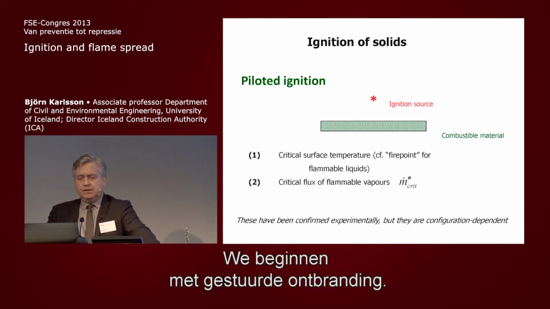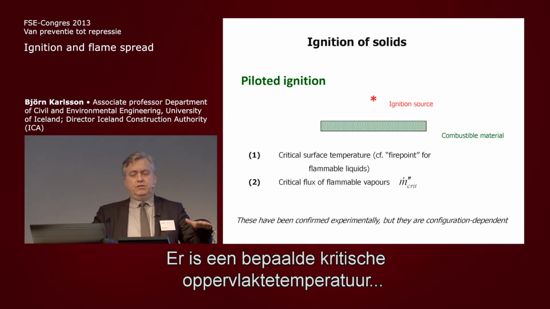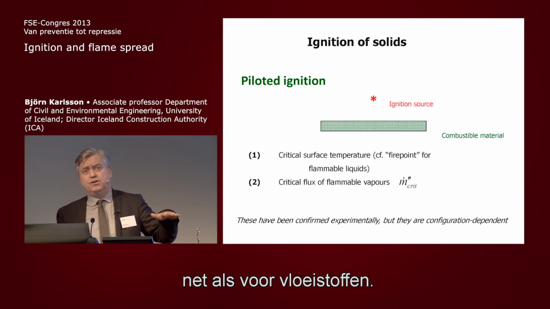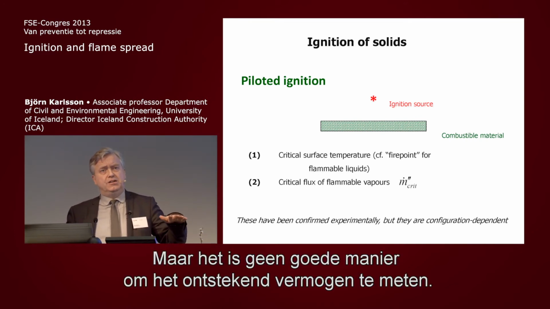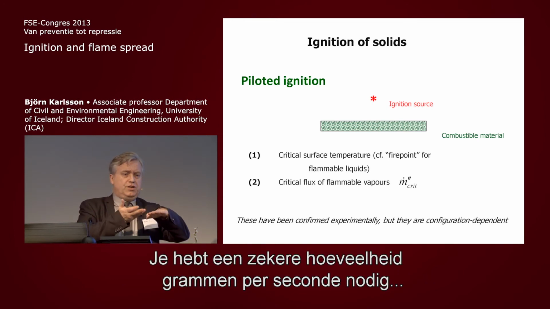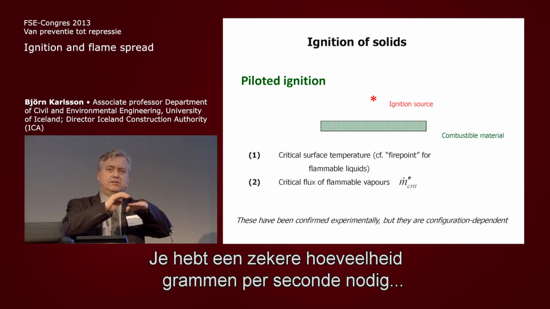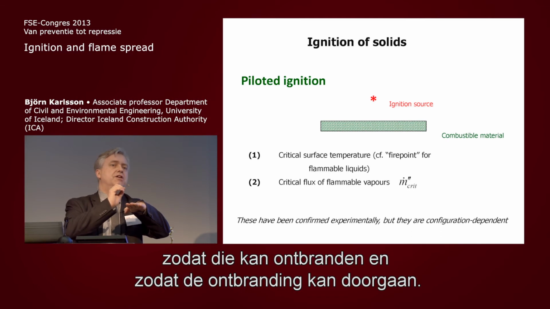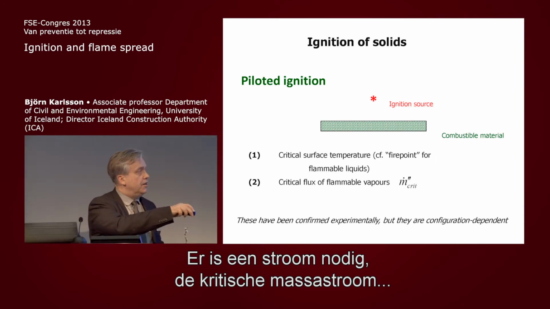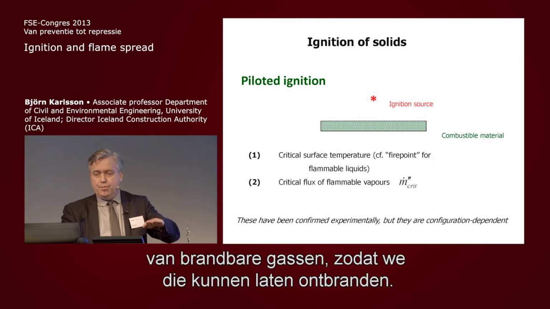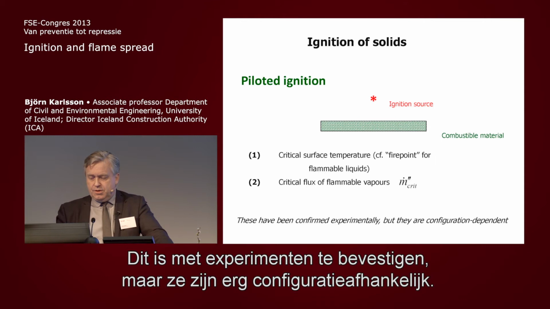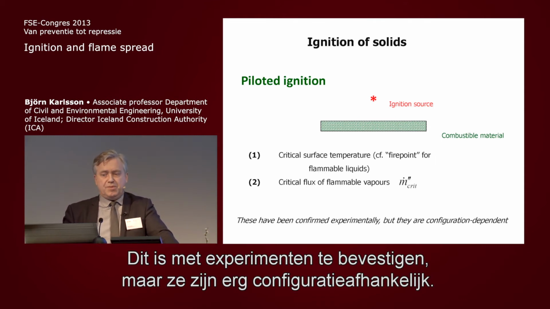Start with piloted ignition. There is a certain critical surface temperature for combustible solids as for liquids. But it's not a very good way of measuring ignition propensity. There's also a critical heat flux. You actually have to get a certain amount of grams per second of fuel vaporizing so that it can ignite and sustain ignition. So there has to be a flow, called the critical mass flow of combustible gases, so that we can actually ignite it. It's not enough that just a little bit comes off. These can be confirmed experimentally, but they're very configuration dependent.